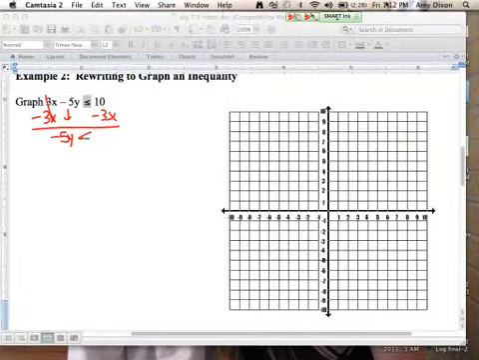Negative 5y is less than or equal to. We're going to put the x term first. Negative 3x plus 10.